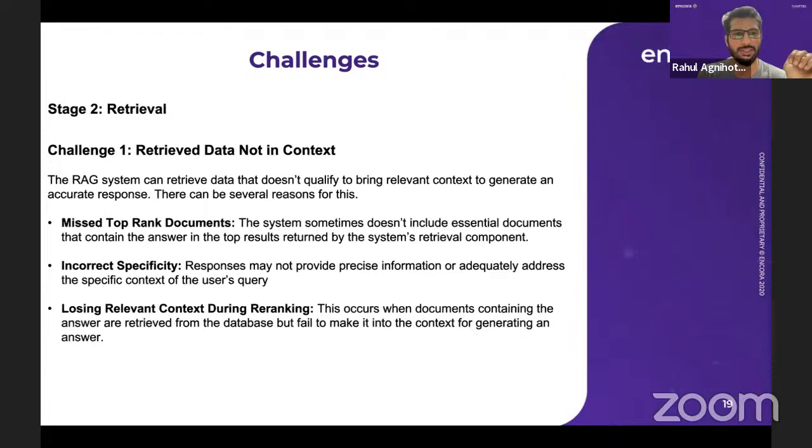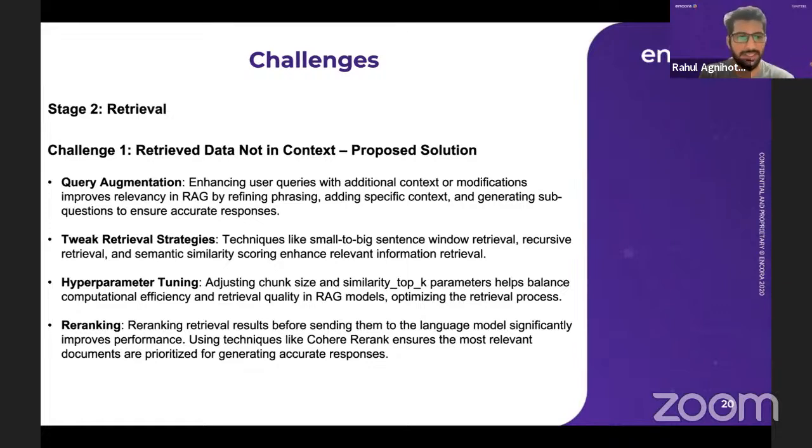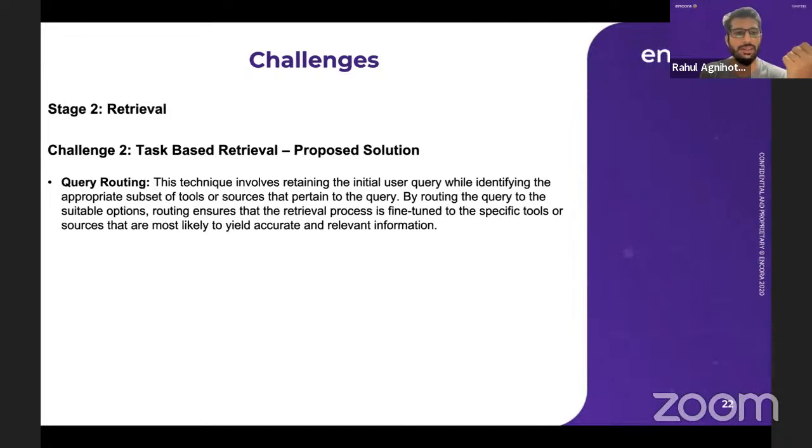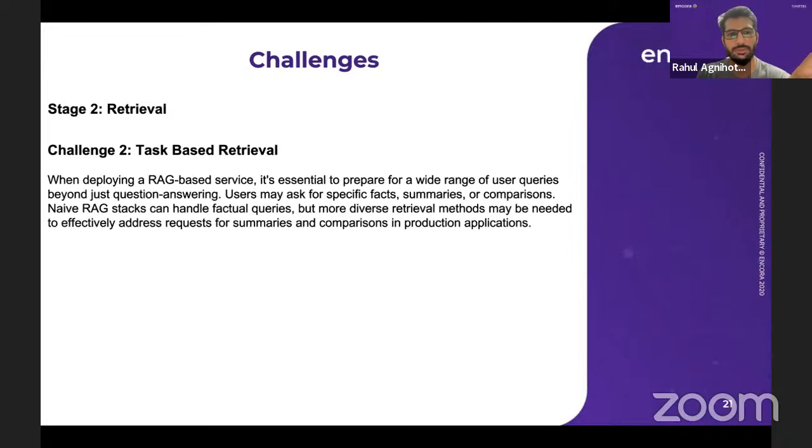The second stage was retrieval. When you have your data store ready, how are you going to retrieve from it? You can use different retrieval strategies. You can tune your embedding models. You can use re-ranking, or you can augment your queries as well. Depending on what kind of input it is, you can route your queries to a specific kind of service. You can have different services, and you can route to any specific retrieval service.